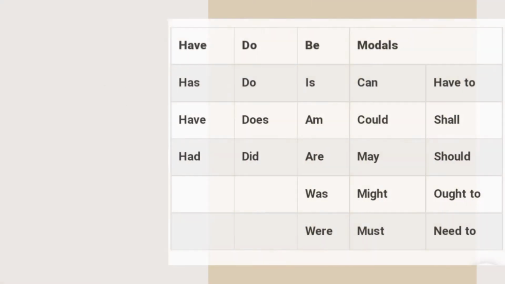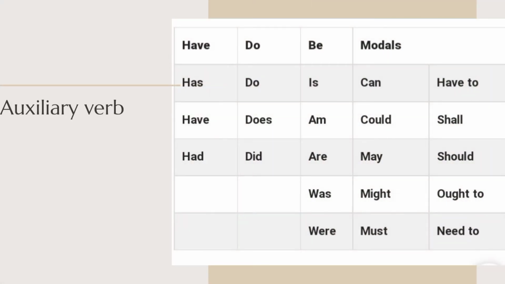Auxiliary verb. An auxiliary verb has the same function as a linking verb, namely to connect. The difference is that the auxiliary verb also serves to expand the meaning of a sentence. That is the reason why auxiliary verbs are also called helping verbs. There are four types of auxiliary verbs, namely have, do, be, and modals. For example, the next page.